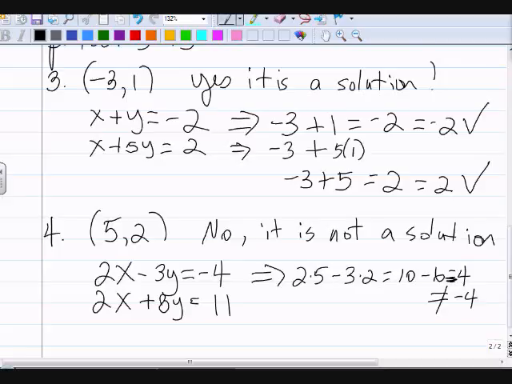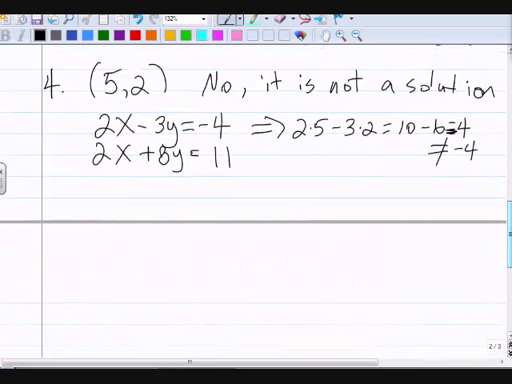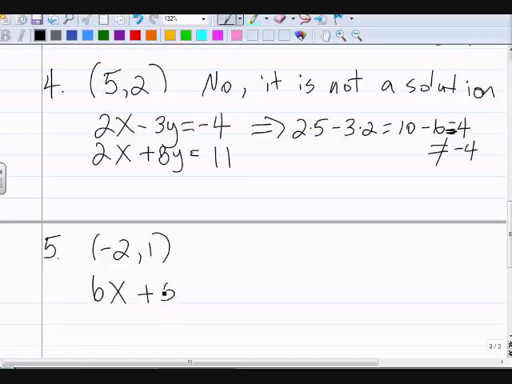Okay? I'm going to give you one to try on your own here for a minute. Negative 2 comma 1. And the equations you need to test it in are 6x plus 5y equals negative 7, and x minus 2y equals 0. Try plugging in the negative 2, 1 for the x and the y and see if on the first equation you get negative 7 and on the second equation you get 0. Give it a try.